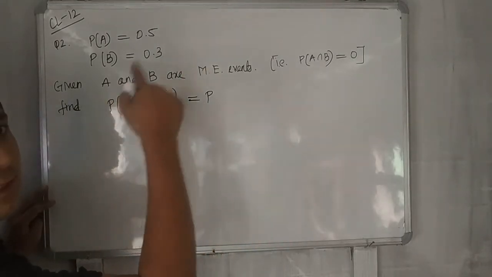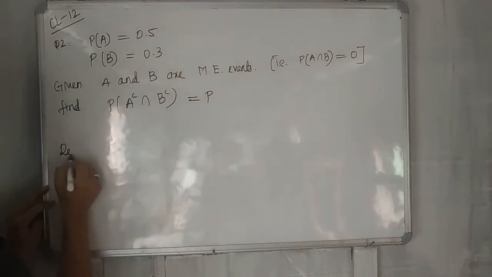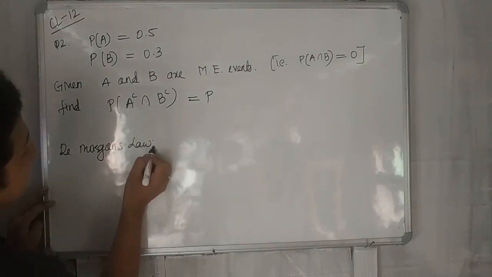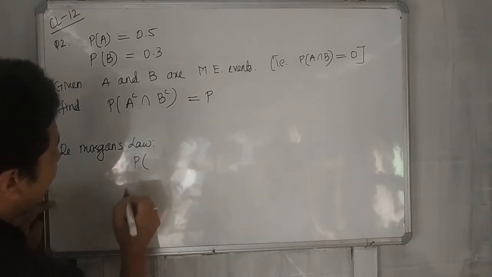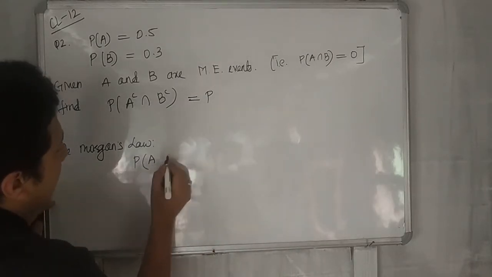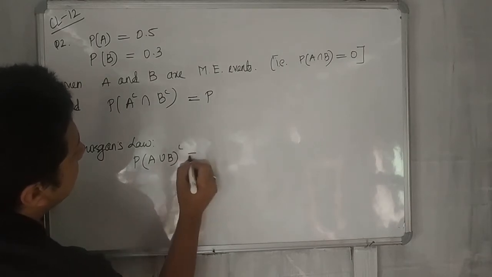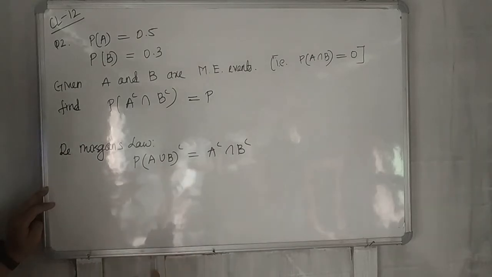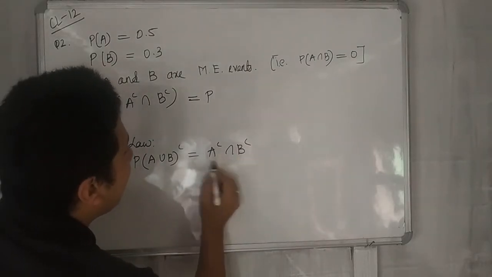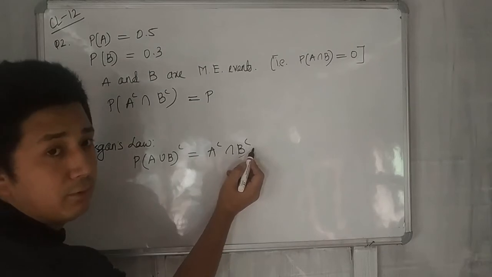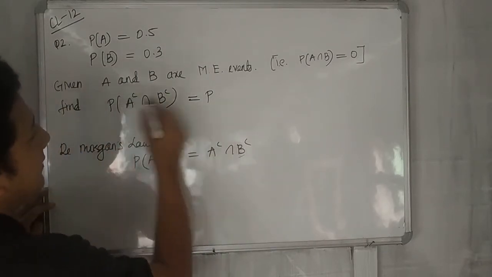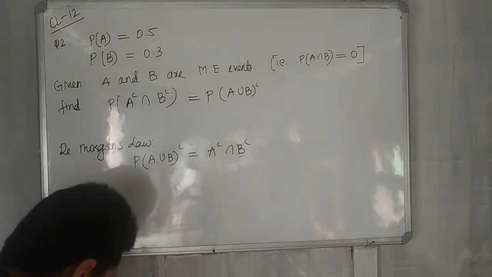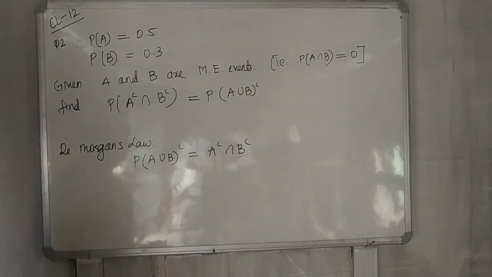I have given this formula in De Morgan's law. Okay, please go to the formula. De Morgan's law, the first one I guess. Probability of A union B complement was A complement intersection B complement. Please check the formula. So in place of A complement intersection B complement, I have to write A union B complement. This is according to De Morgan's law.